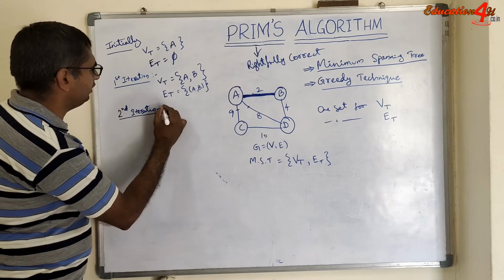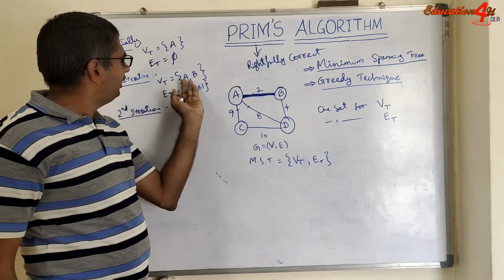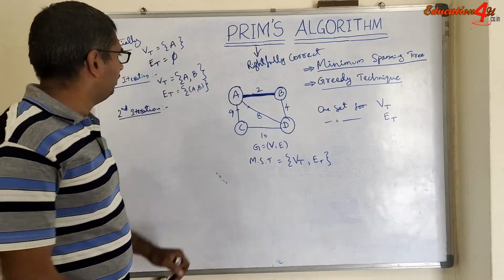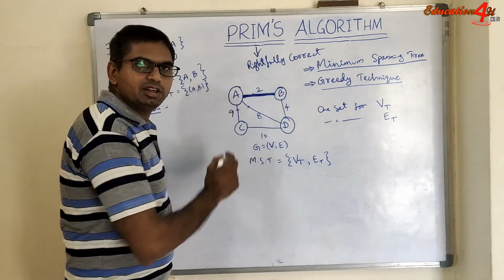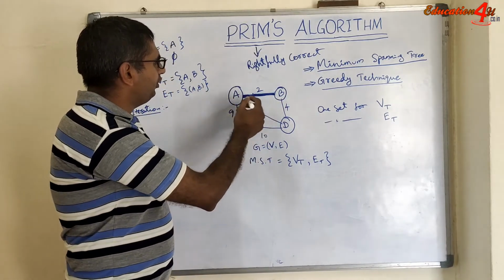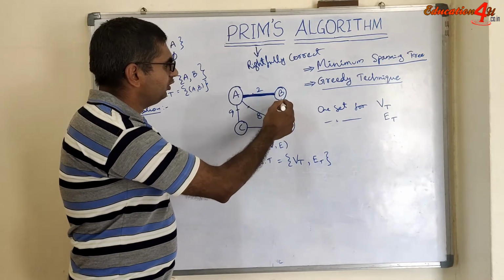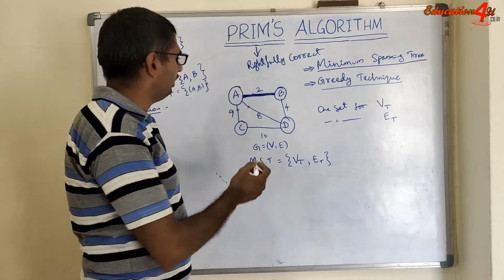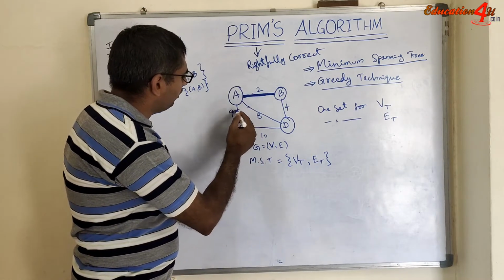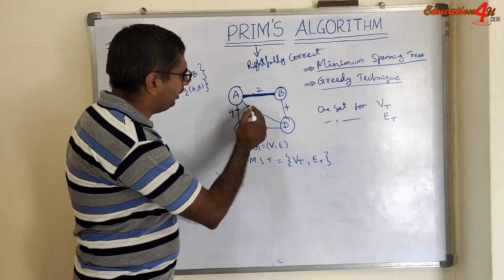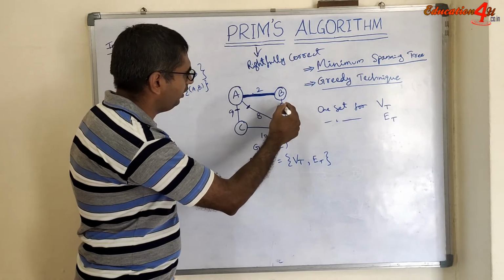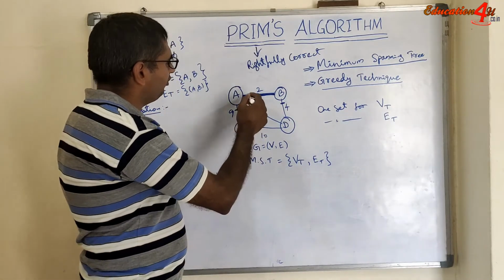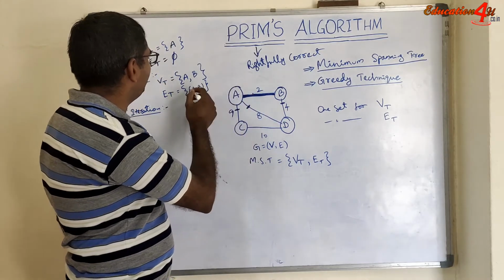In the second iteration we will be considering the set of vertices we have already chosen earlier. So we have got A and B vertices. Now we have to see what edges have A or B as one of its vertices. So this edge will also qualify. This edge and the BD edge, these 3 edges now qualify. This one we will not consider because it is already selected.